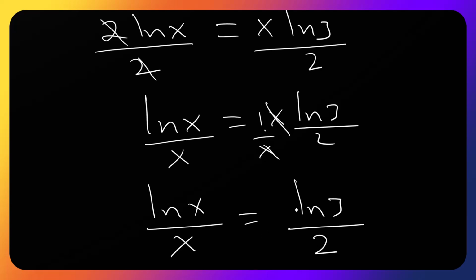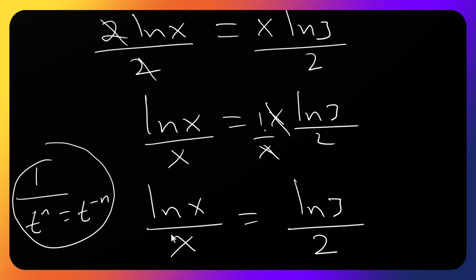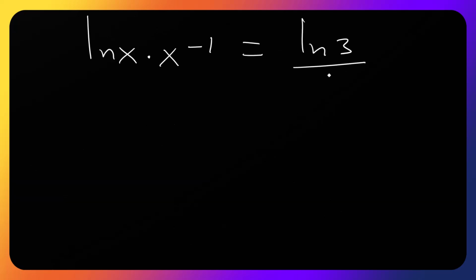Okay, now let's focus on the left hand side. Let's write the left hand side in a linear form. So when we have 1 on t to the power n, the same as t to the power minus n. So we can write this one as ln of x times x to the power minus 1 equals ln of 3 on 2. Okay, now before we can continue, let's observe the following.